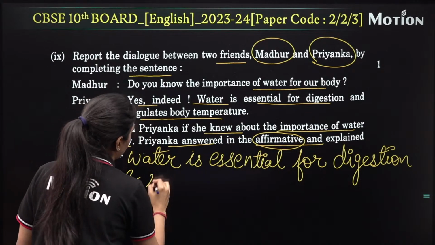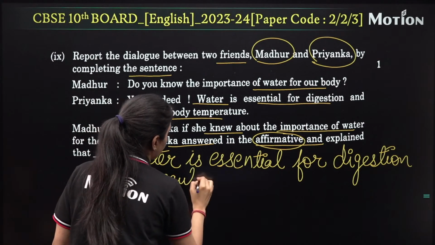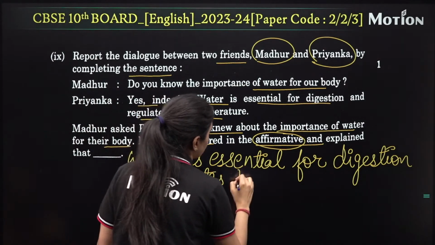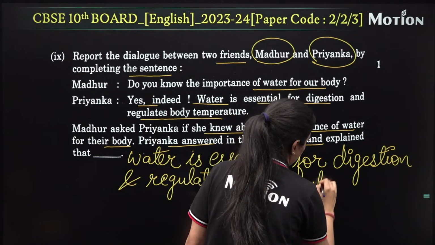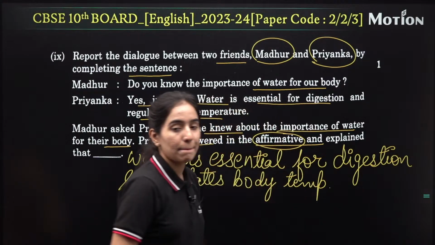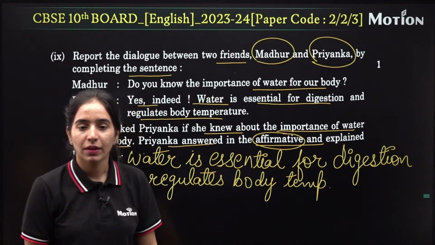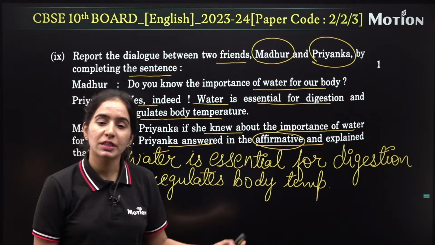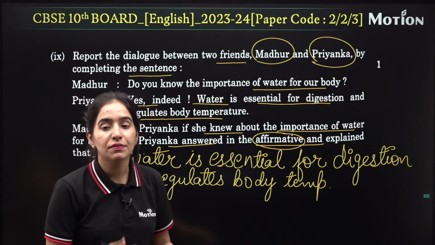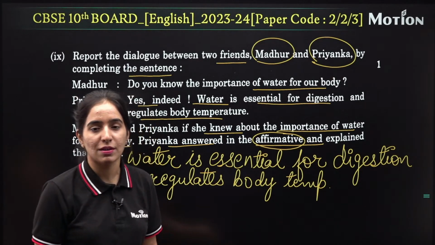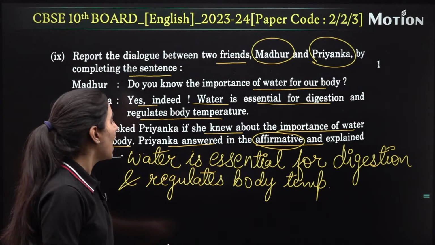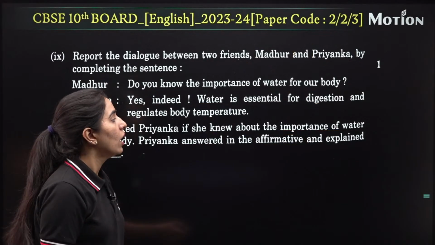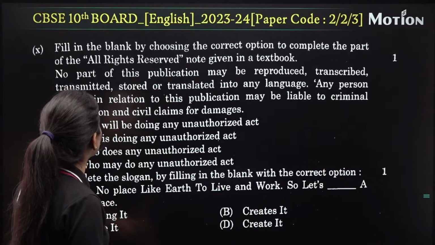And regulates body temperature, absolutely correct. No need to change the tense. Okay, so this is the correct answer. Okay, Ma'am, please do grammar, dear, we are doing grammar only. Okay, you're asking for 253, just wait for some more time. Okay, so have you written the same thing? Water is essential for digestion and regulates body temperature. No tense change. Okay, so let's move to the next question.